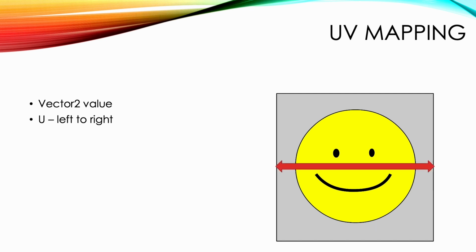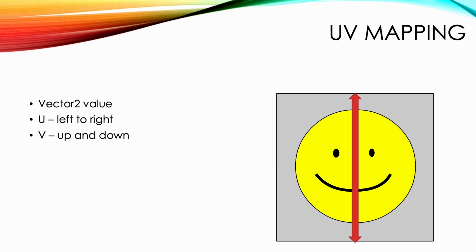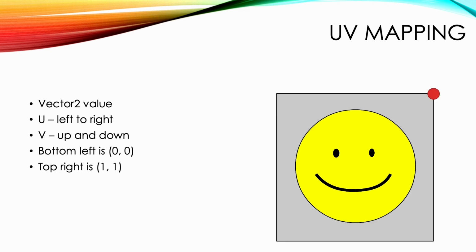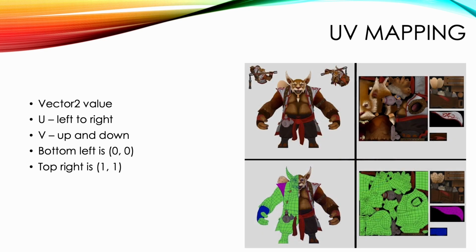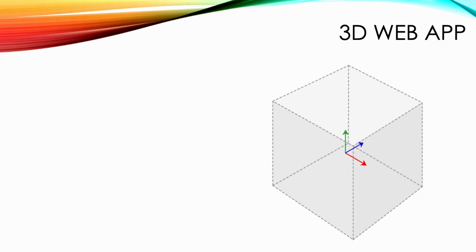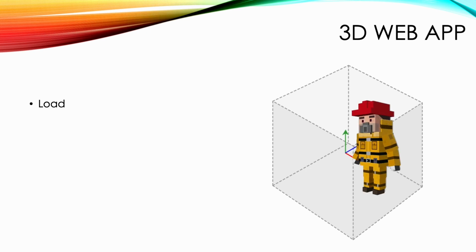U represents how far left to right and V up and down. The UV value 0, 0 would select the bottom left corner of the image, while the UV value 1, 1 would select the top right. By carefully selecting the UV values, a 3D artist can map an image onto a complex mesh. In the 3D application, we load in our 3D objects and their materials, then we can move, rotate and scale them using the Three.js library.